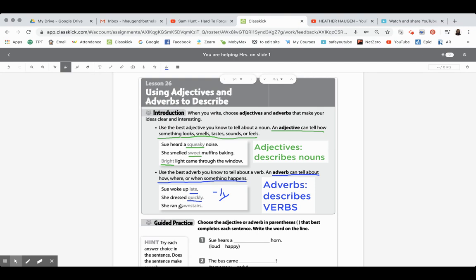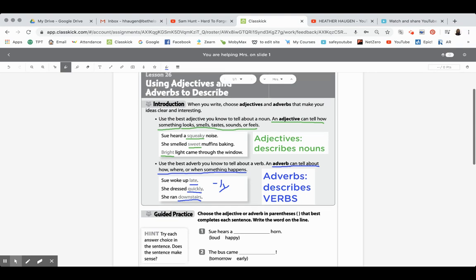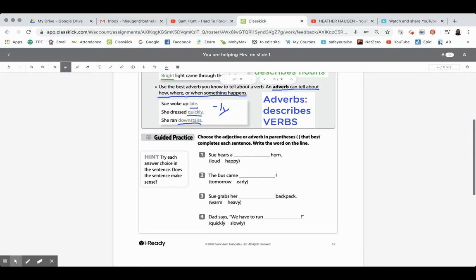We also talked about she ran downstairs. Now, that is interesting because it's talking about how she ran. So because we use the word downstairs to describe where she ran, downstairs in this sentence is the adverb because it describes where she did something, where she ran. Let's do some examples down here at the bottom.